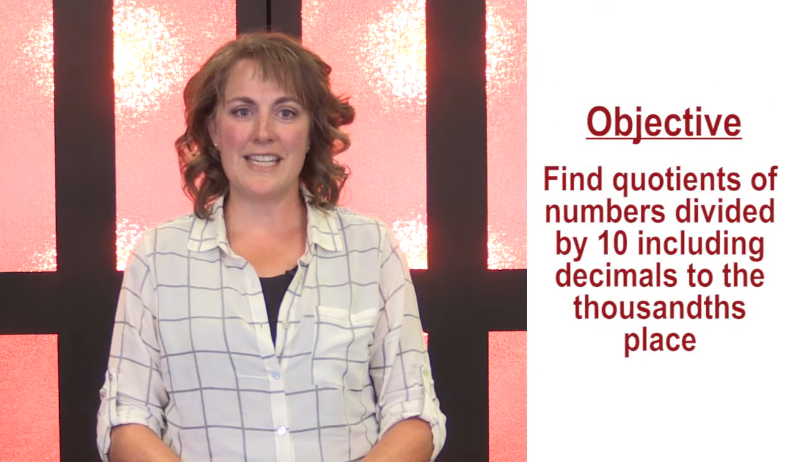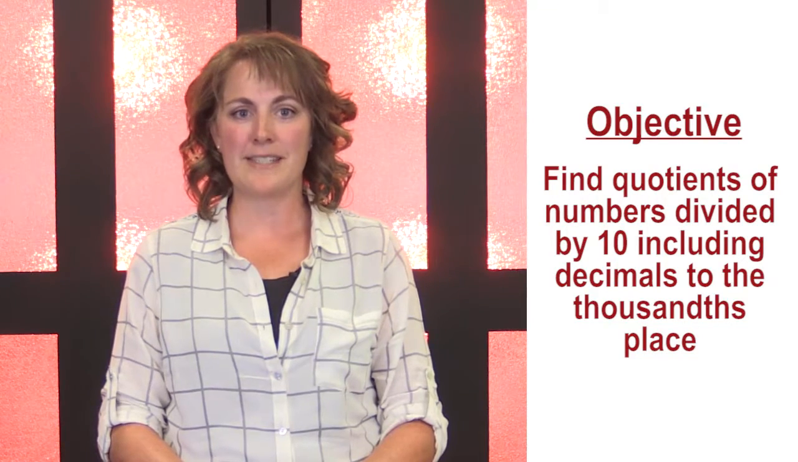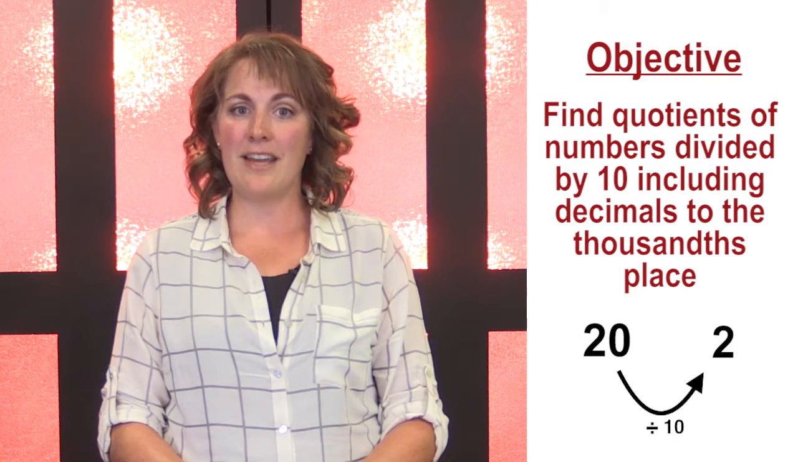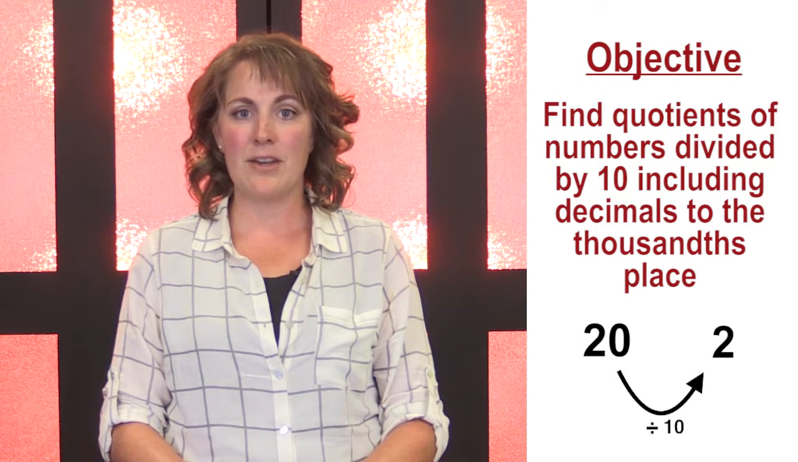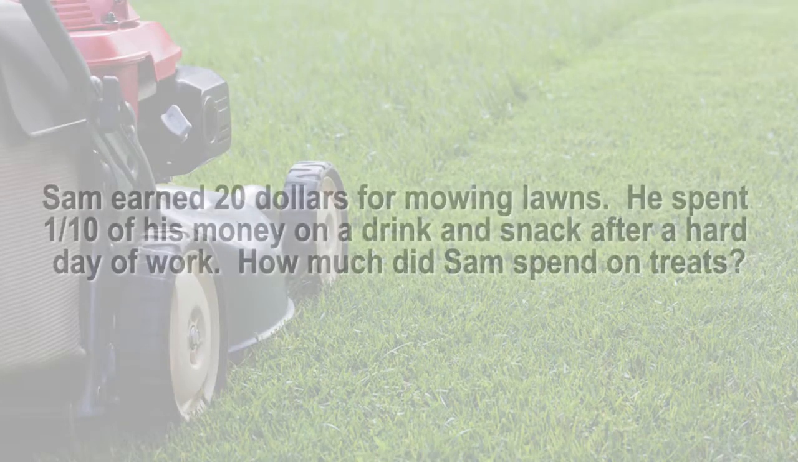The objective of this lesson is to find quotients of numbers divided by 10, including decimals to the thousandth place. In 4th grade, students learned how to find 10 times a number, and they understand the language of divided by 10. We will be building upon that knowledge. Let's look at the following example.